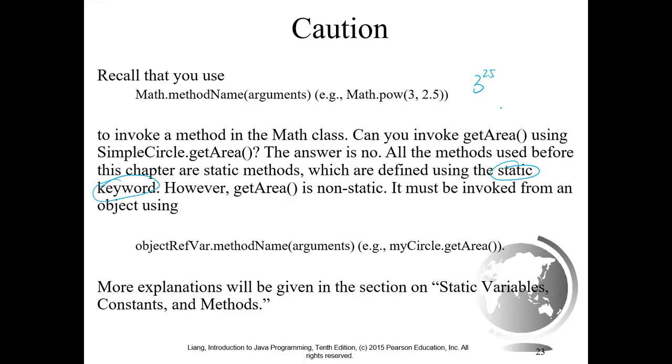For those static methods, we do not need to create an object. However, getArea is a non-static method. You must first create an object and then use it. That means you should always first use new to create an object with a reference variable, and then you can use it like this. So more explanations will be given in this section on static variables, constants, and methods. And we will also talk about it in our next lectures to do our lab on chapter 8.